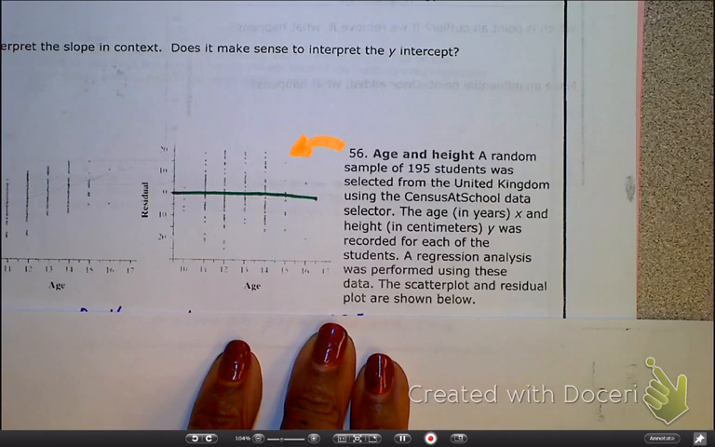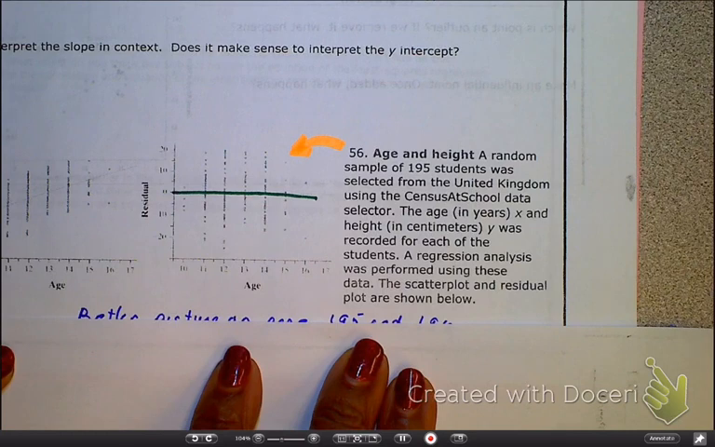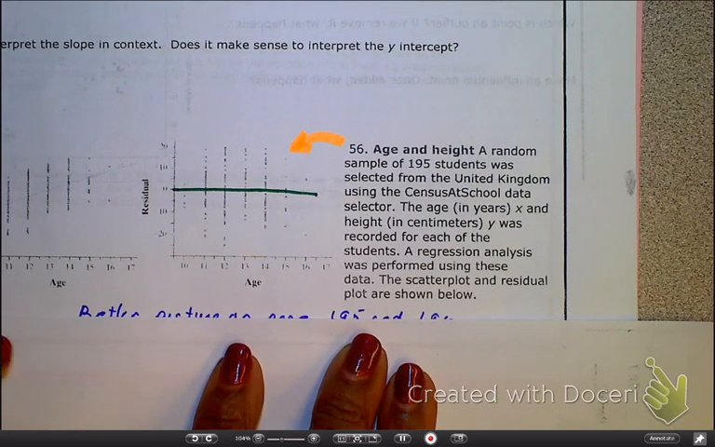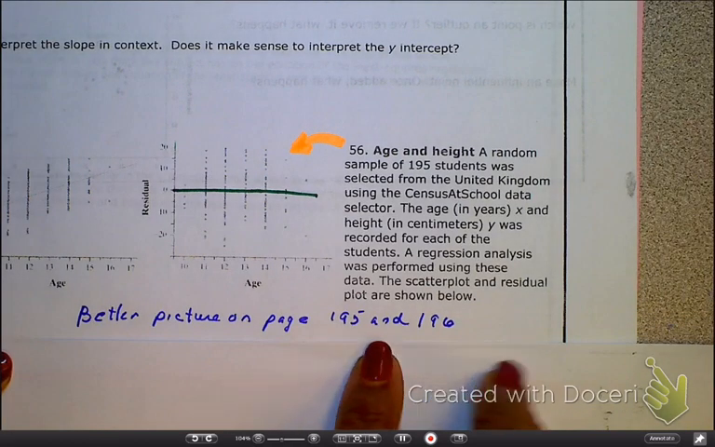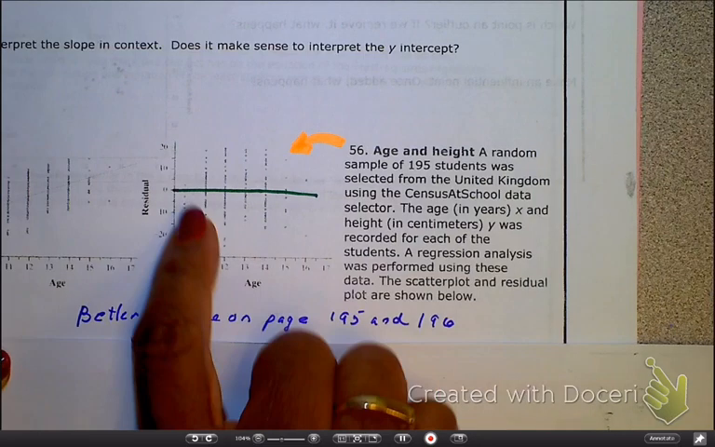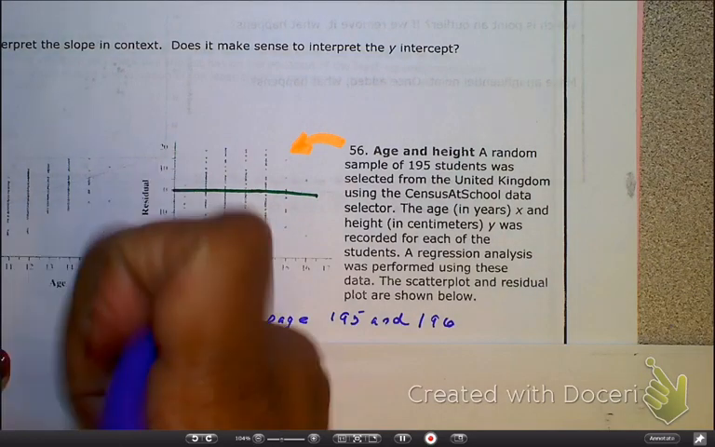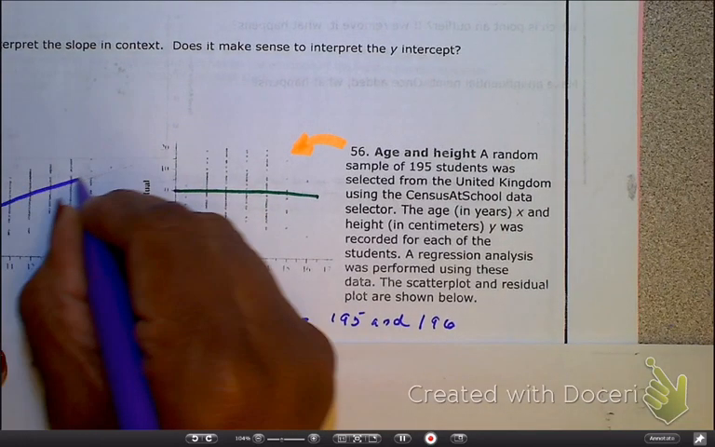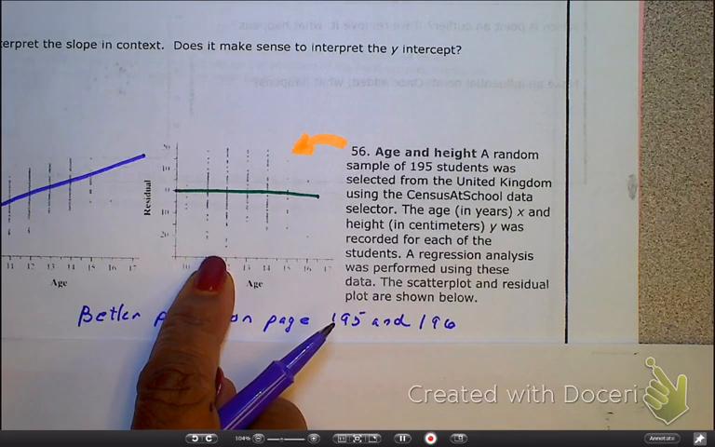Okay, so problem number 56, hopefully you've read it. And yes, it says the scatter plot and the residuals below, but it's to the left of it. There's a better picture of this on pages 195 and 196 of your book, so you might want to refer to that. I've drawn the residual line. Let's notice here, this line of best fit looks like this. If your question is, how do I know which one's the residual and which is the scatter plot?